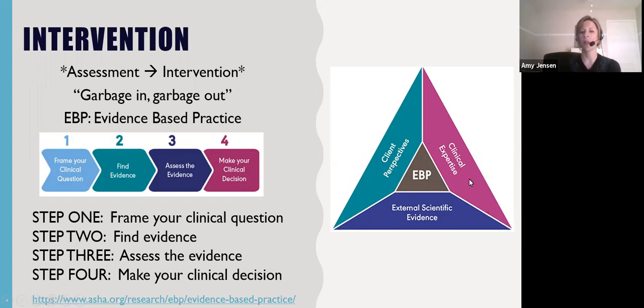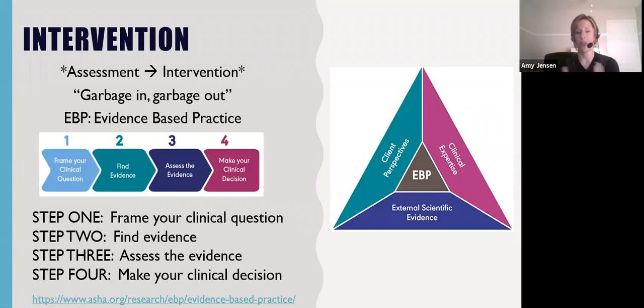So here's my little model of evidence-based practice. It's always based on good external scientific evidence, but it also takes into account client perspectives and clinical expertise. So say you come up with these 3 different methods of intervention. You can bring them to the client and say, here are some of my thoughts. Here are some of the things we can do to address this, and get their perspective on it. What will work for them? What do they think will be effective for them? And then we also include our clinical expertise in that decision.